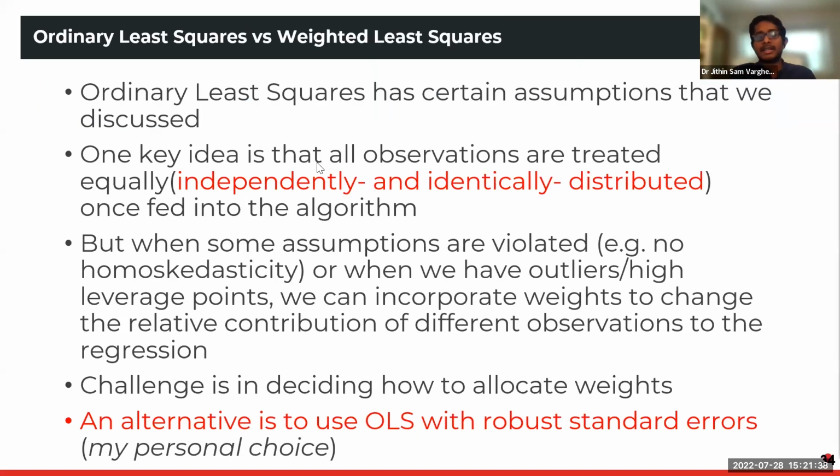The next thing which we need to think about is what's weighted least squares. So ordinary least squares have certain assumptions that we discussed. And one key idea is that all observations are treated equally. Now, what happens when some of these assumptions are violated, that there is no homoscedasticity, or when you have outliers or high leverage points? We can incorporate weights to change the relative contributions of different observations to the regression. A big challenge is deciding how to allocate weights.